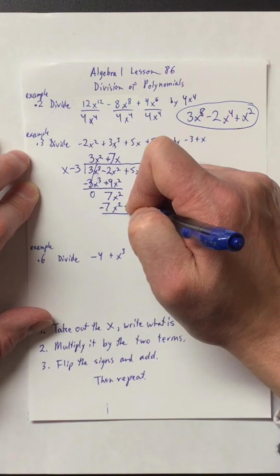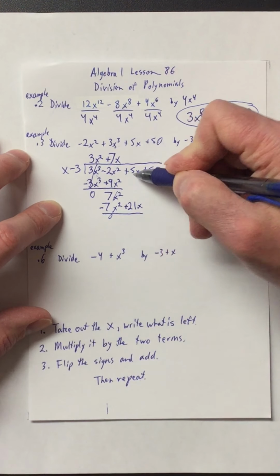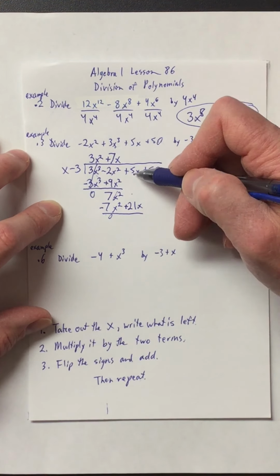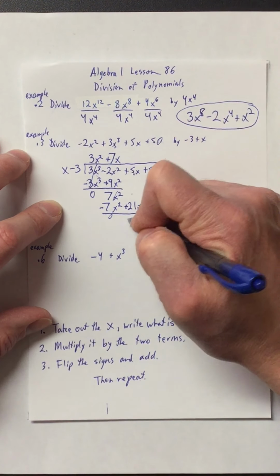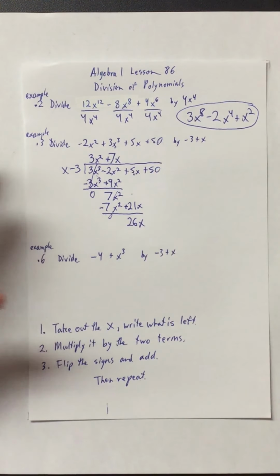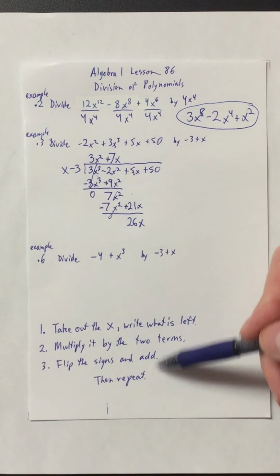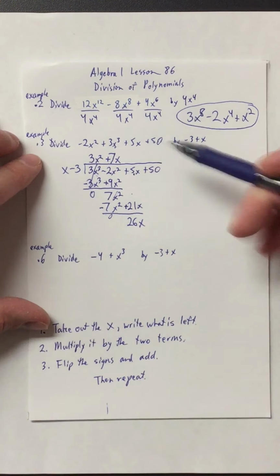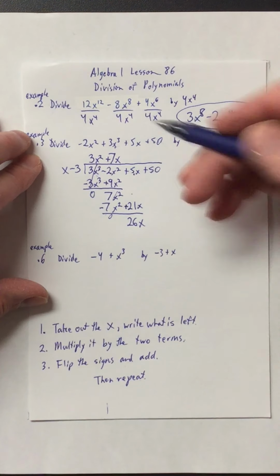By design, these first 2 cancel out, and then I actually go all the way to the top here for my next one. You can bring it down and rewrite if you'd like. 5 plus 21 gives me 26x. And I've done my 3 steps again, and guess what? I start over and repeat my 3 steps.